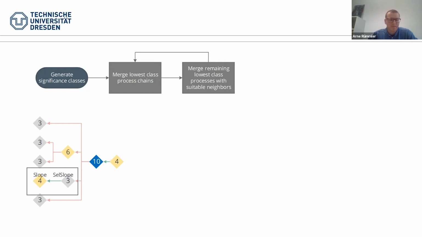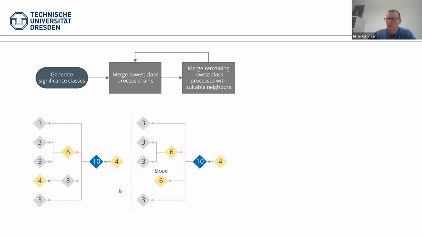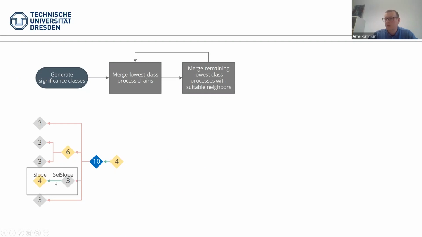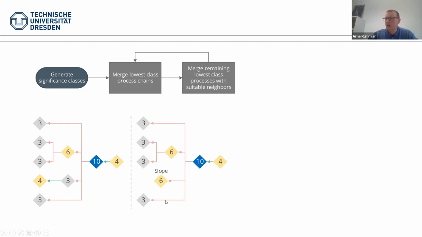pattern. I mark junction patterns in red here. This is one, and this is another one. So we basically only find 2 processes that have suitable neighbors for merging in this case. And we start with the lowest class, which is select slope and slopes. So we merge them to a new process, which we call slopes, because slope was the highest significant start process.